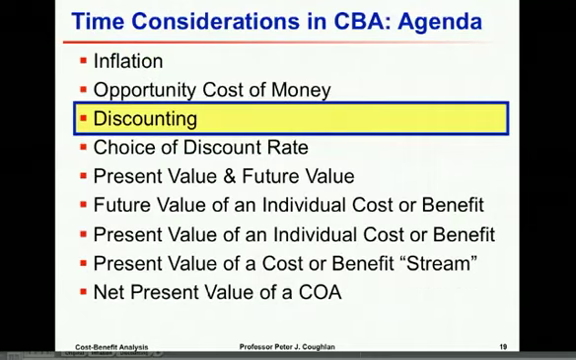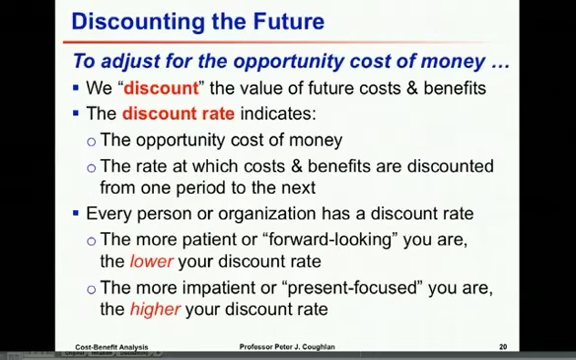Which leads to this idea of discounting. How do we adjust for the fact that money has an opportunity cost? And the answer is by discounting. So to adjust for the opportunity cost of money, we're going to discount the value of future costs and benefits. And the discount rate, which we'll talk about, indicates the opportunity cost of money.